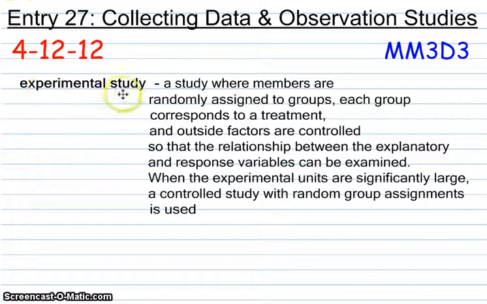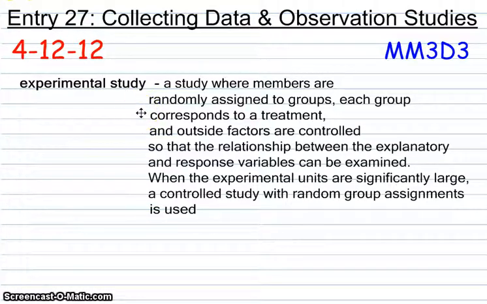Now, an experimental study is the first definition you'll need. So you may need to pause this and write down. Make certain to abbreviate as you need to. Now, an experimental study is a study where the members are randomly assigned to groups where they are not already pre-grouped. They walk in, they just say go this way or go that way. And then each group corresponds to a treatment.